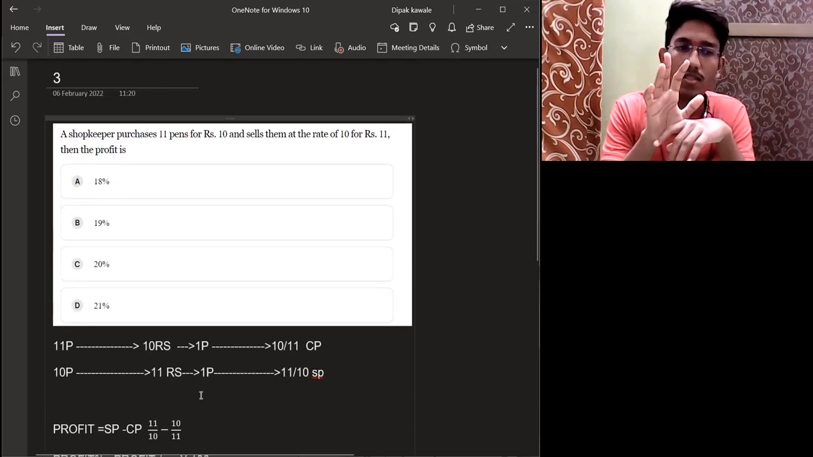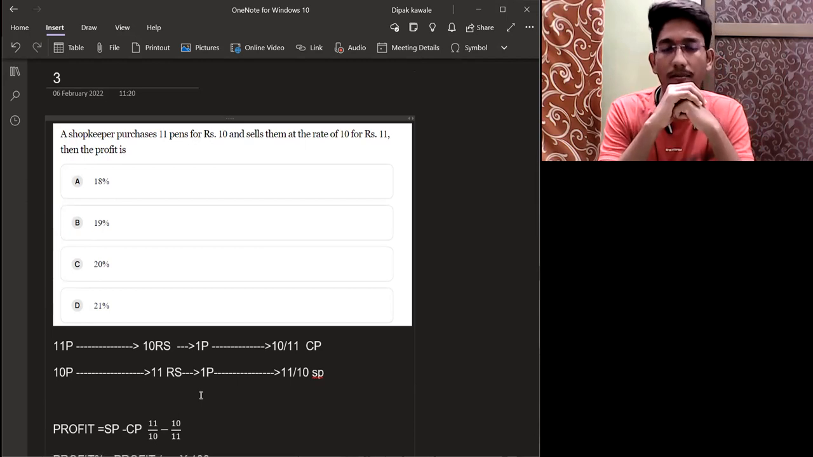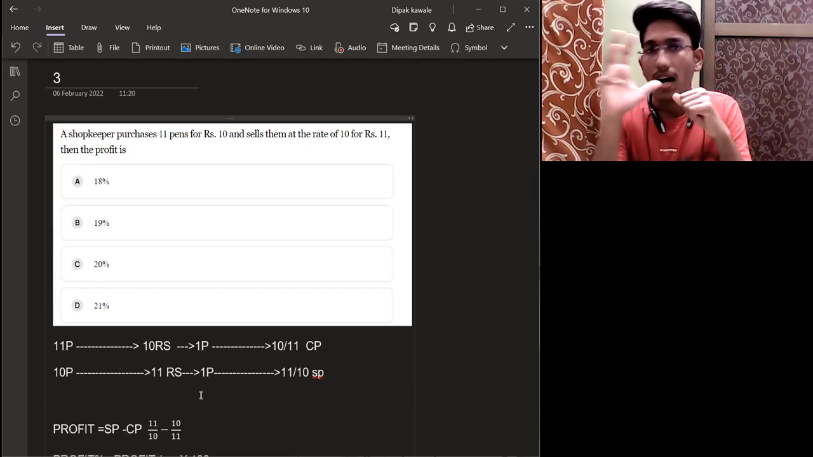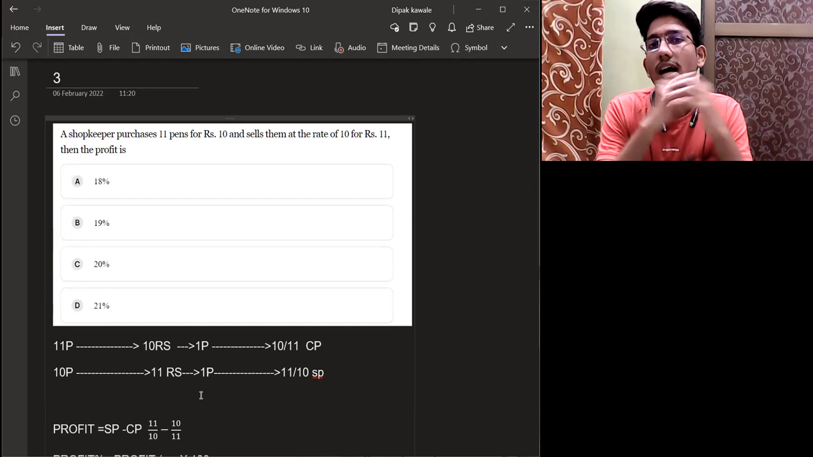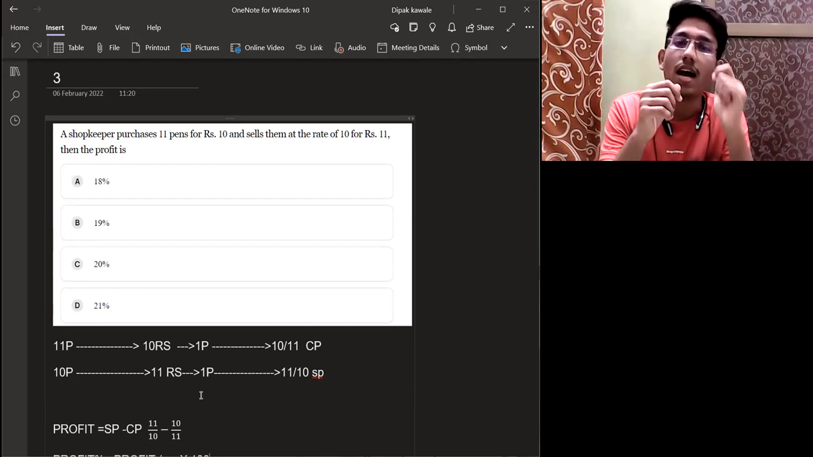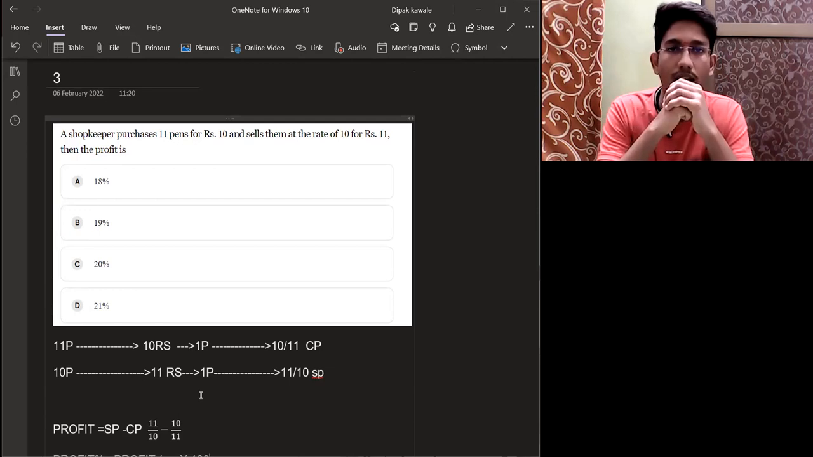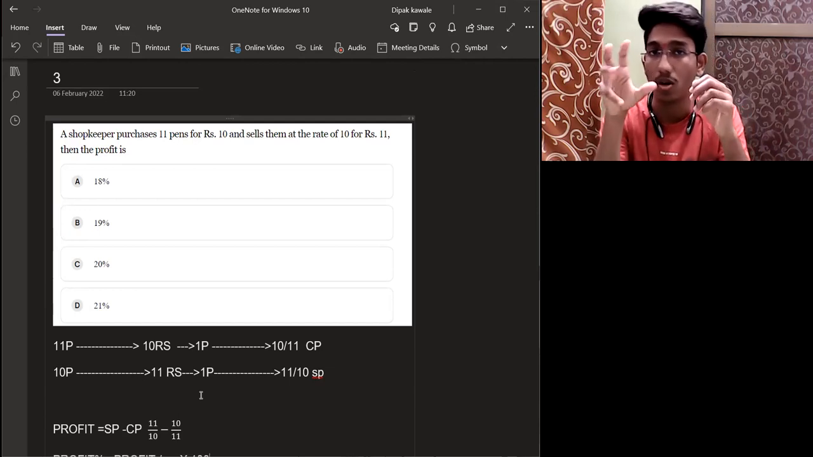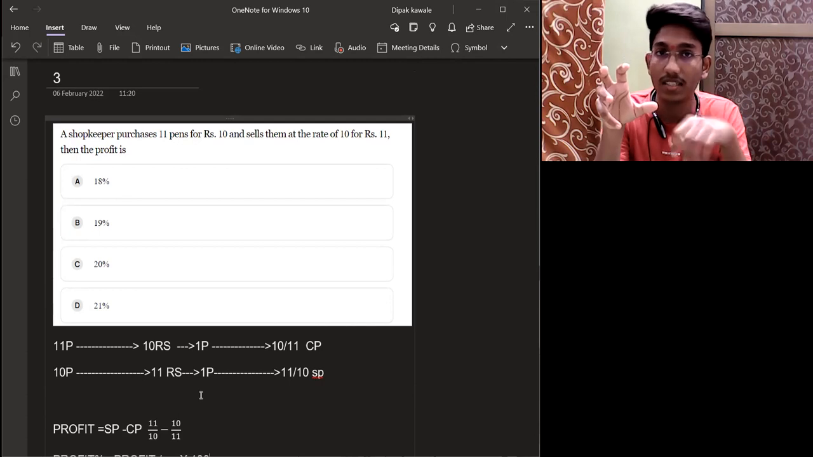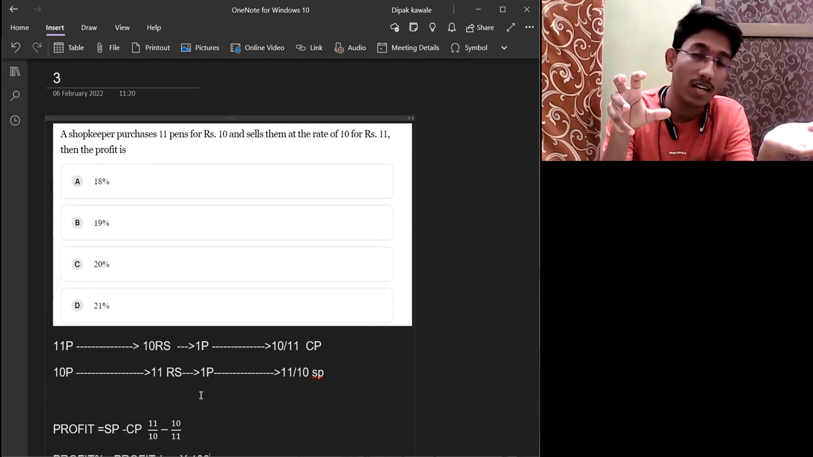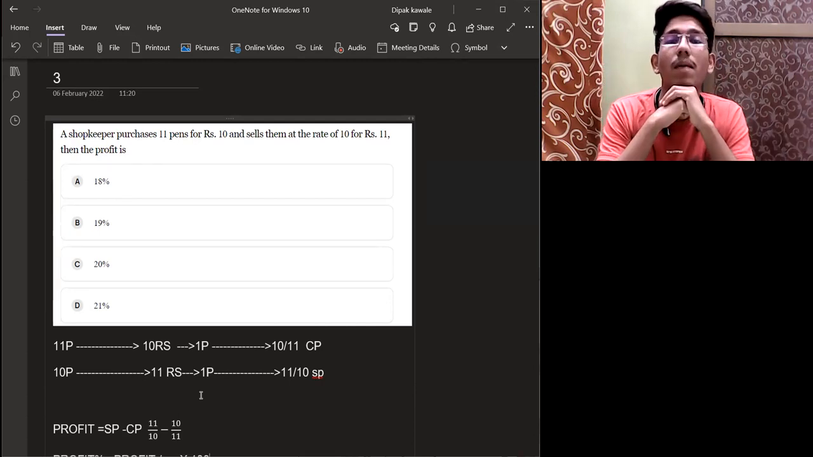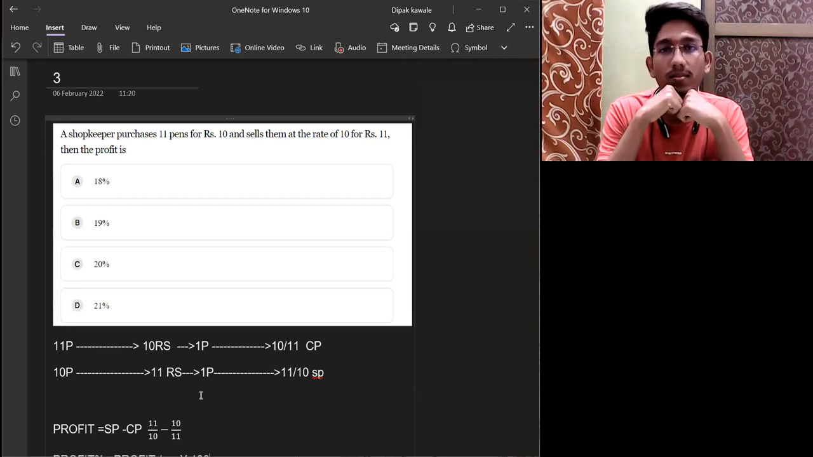If you want to optimize this problem, let's take an example. I am buying 5 chocolates at 10 rupees and selling 5 chocolates at 11 rupees. I will repeat, I am buying 5 chocolates at 10 rupees and selling 5 chocolates at 11 rupees. How much profit am I getting? 1 rupee. Sir, how did you calculate?